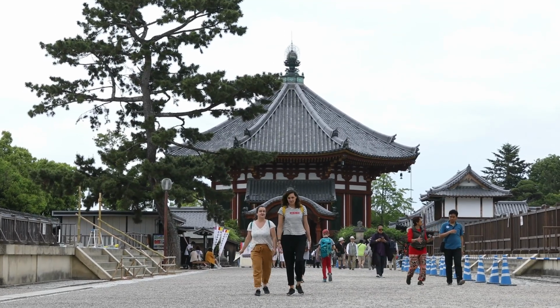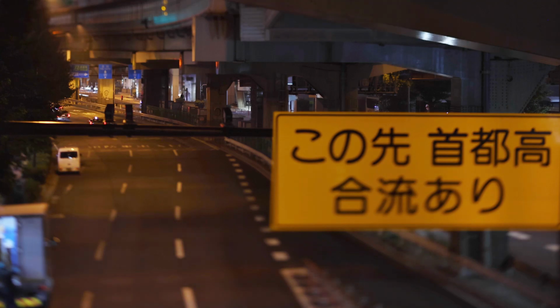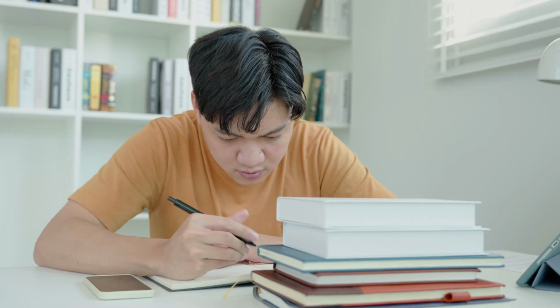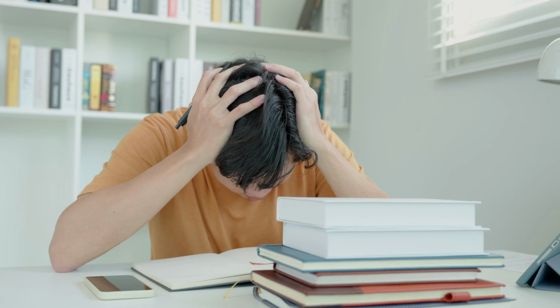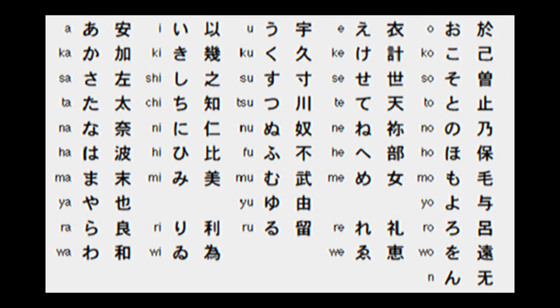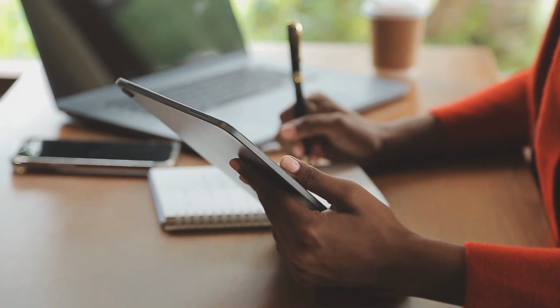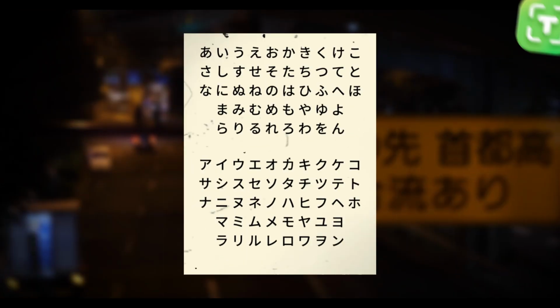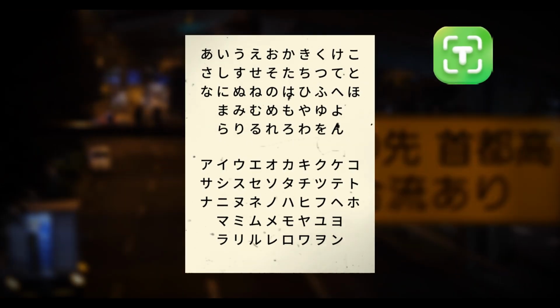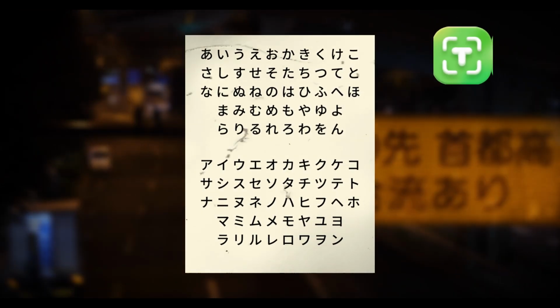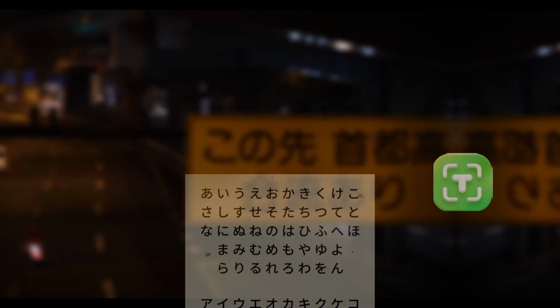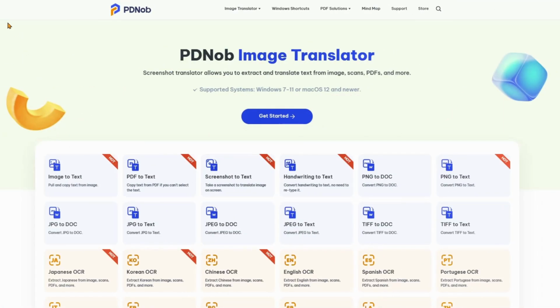Let's say you're a tourist in Japan trying to read a Japanese sign, or a non-native speaker or student struggling to understand Japanese text in a complex study material. If you're trying to translate from Japanese to your native language, doing this task through traditional means is very difficult and time-consuming. PDNob Image Translator is an efficient tool for quickly translating Japanese text to English or any other language. In this video, I'll show you how to extract and translate Japanese text from images effortlessly using PDNob Image Translator.